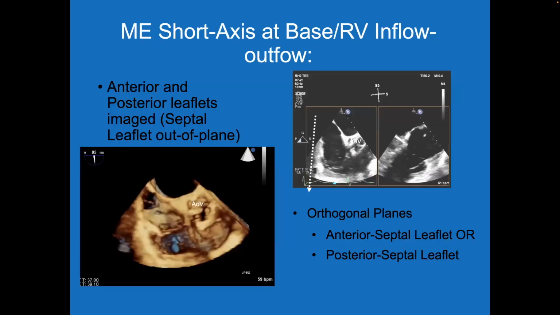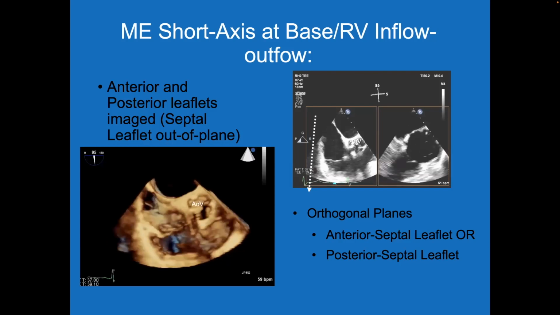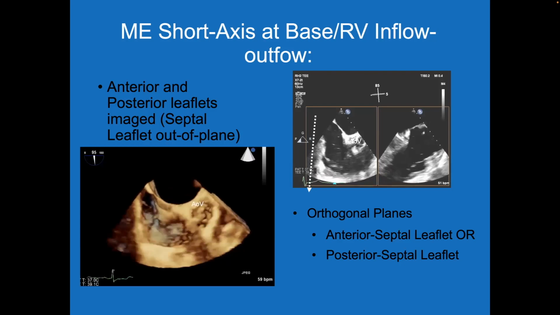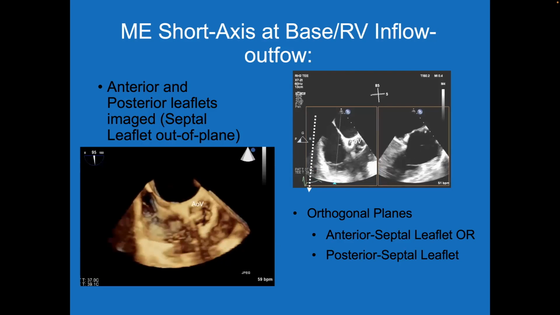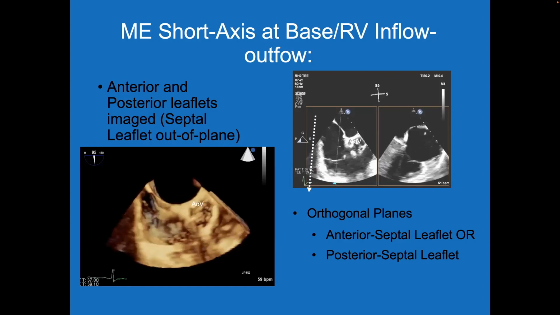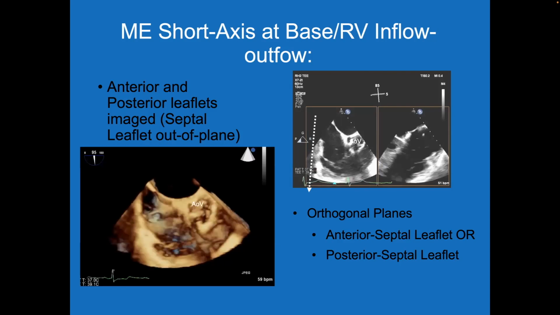So just one of the other critical concepts or views is this RV inflow outflow view, which is usually obtained from 60 to 90 degrees. So the bottom left-hand screen is a 3D picture showing that view. And then similar to the top right is a biplane image of that view showing a plane through the center of the valve. And you can see the leaflets on the other side. We use this a lot when we're doing grasping views and other things, but it's very important to be able to categorize the leaflets.